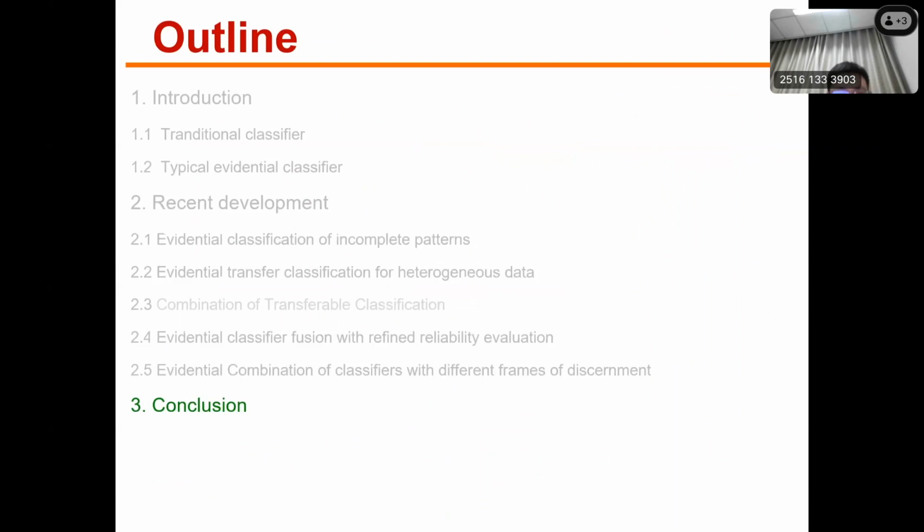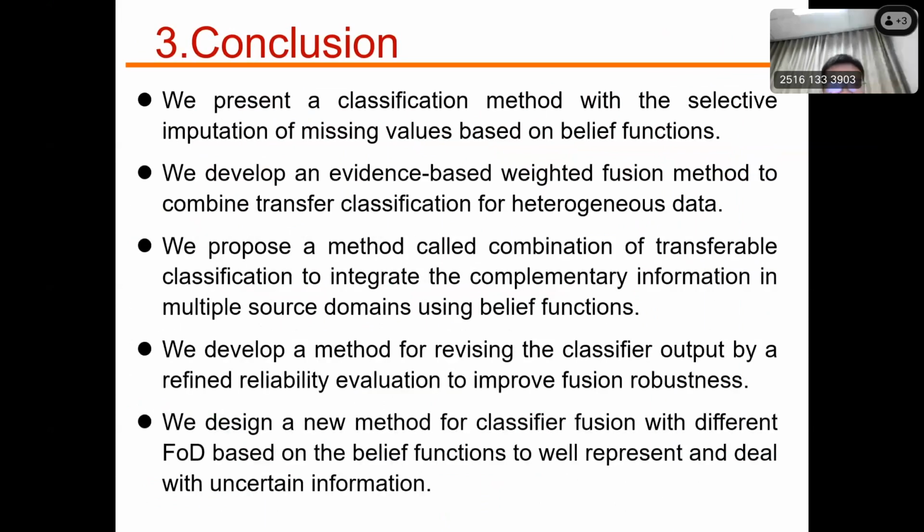Okay, I will give a conclusion. At first, we present a classification method with adaptive imputation of the missing value. This is about incomplete pattern classification with missing values, and we designed a strategy to estimate the missing value. If the missing value is not so important, we will do the direct classification. If the missing value is very important, we will estimate the missing value. After that, we will do the classification.